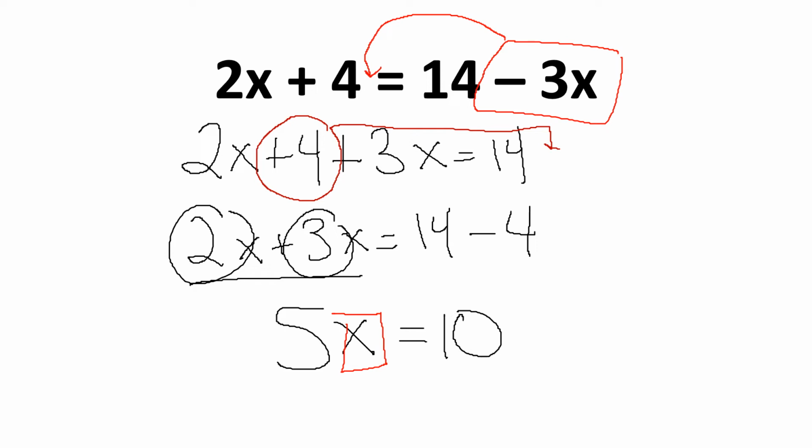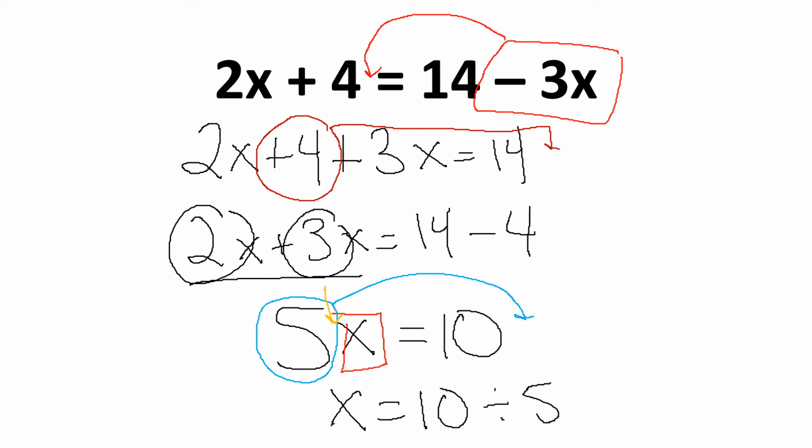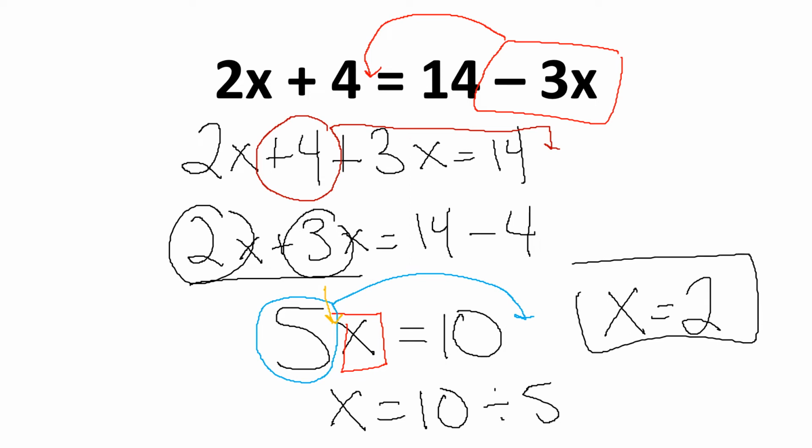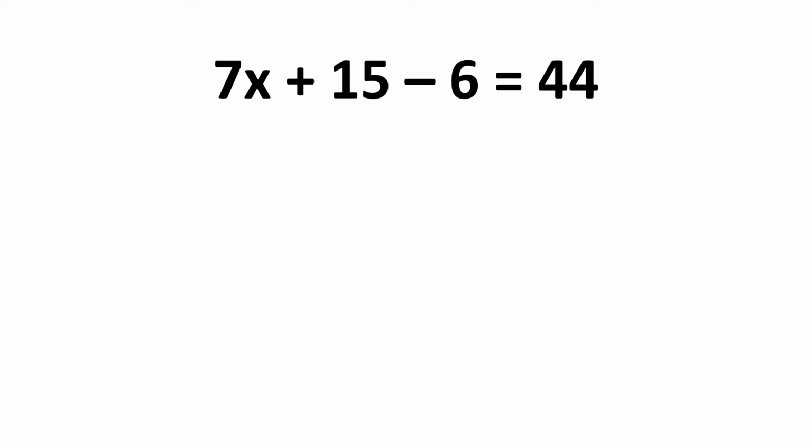So now I need to get this 5 over here away from my x. And remember, the operation changes. So what operation is happening here? Well, two things side by side with no sign means multiply. So I'm going to move that 5 over, and the operation is going to change from multiplication to division, and 10 divided by 5 is 2, so x equals 2.